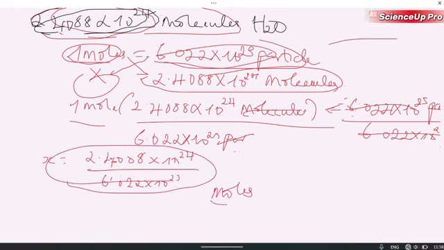You have looked for the number of moles which are present in this number of molecules. Very simple. This is how you do it.